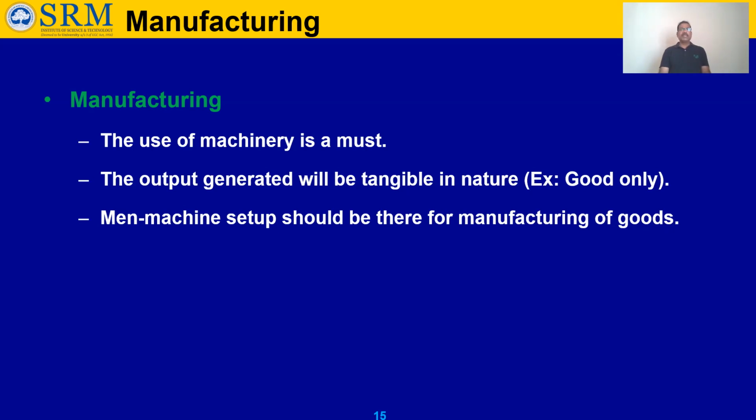If you consider production, the output can be tangible and intangible, but in manufacturing only tangible output is there. And in terms of production, only man is sufficient to do the production process. But in manufacturing, a man and machine setup is needed to make the final tangible output.